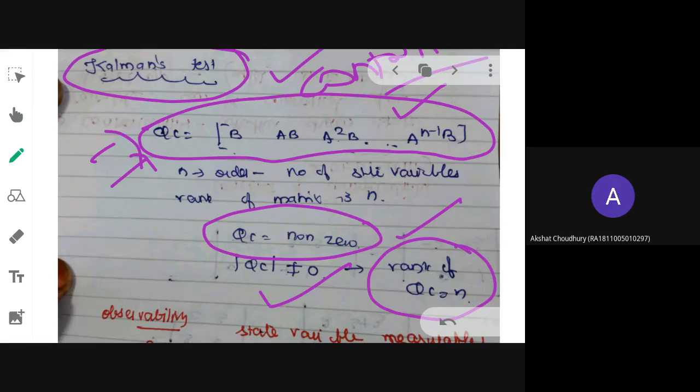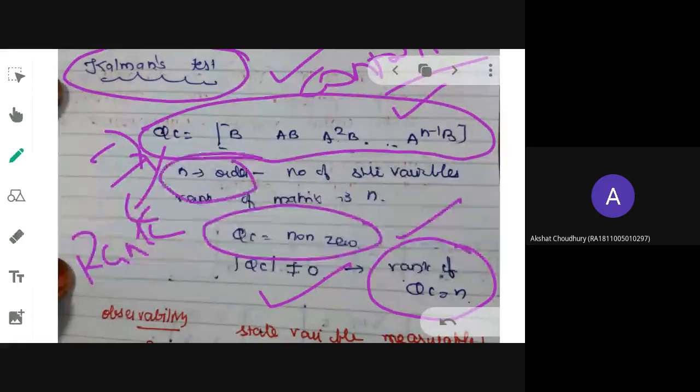Okay, this is a matrix. Actually, you will find out the rank of the matrix. If the rank of the matrix is equal to n, it means the system is said to be controllable. So this is how you will be proving that the system is controllable by using what test? What is the name of the test? Kalman's test.